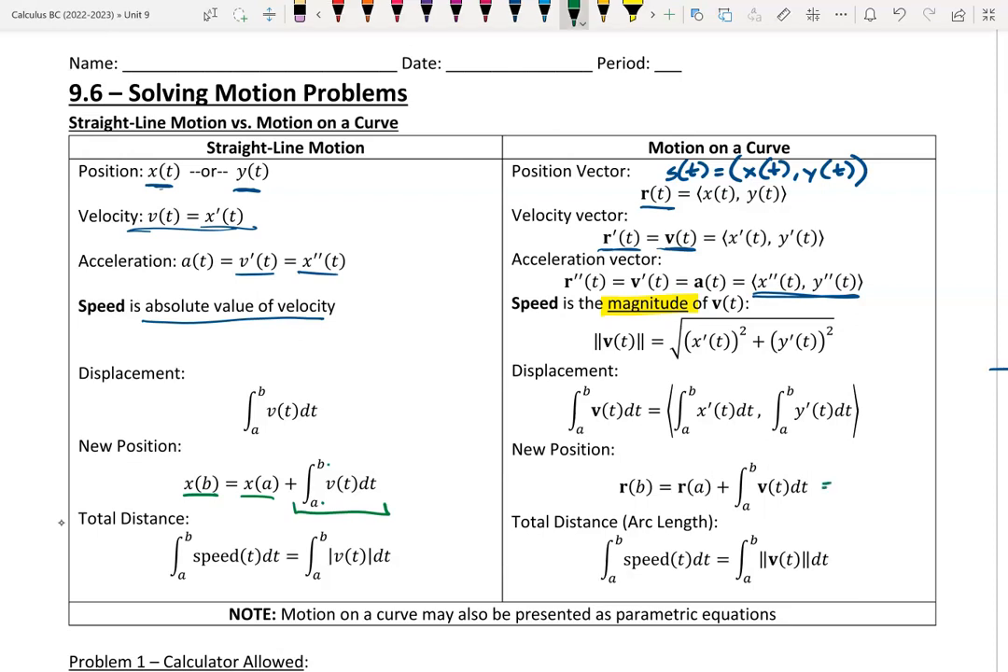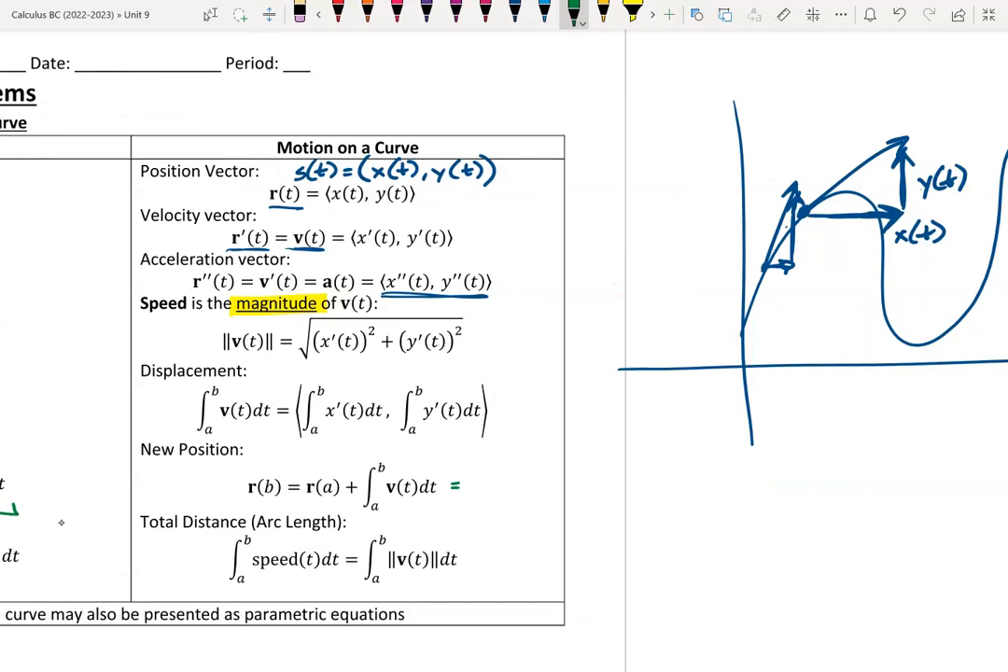So again, this one actually could be written in a longer, more extended way, like the x of a comma y of a, go to b plus, and again that would be the whole integral of a to b of our velocity vector, so it would be the integral from a to b of x prime of t dt and the integral from a to b of y prime of t dt, and it can be expanded with the vectors, which we'll have to do later on.